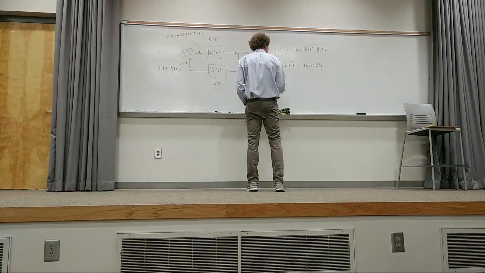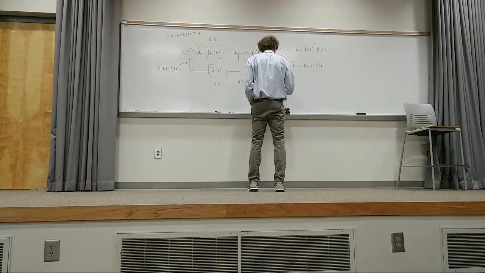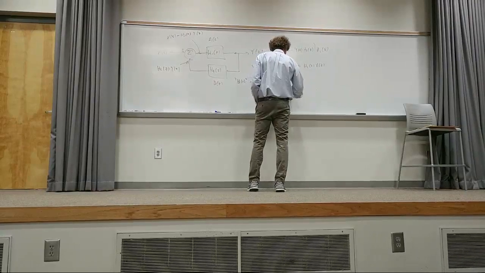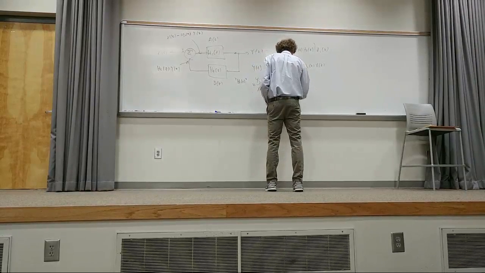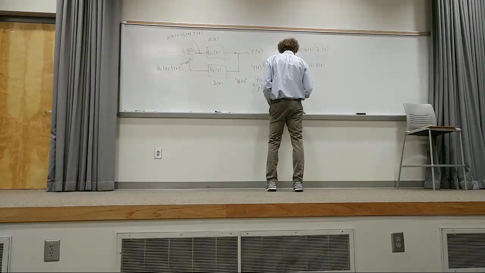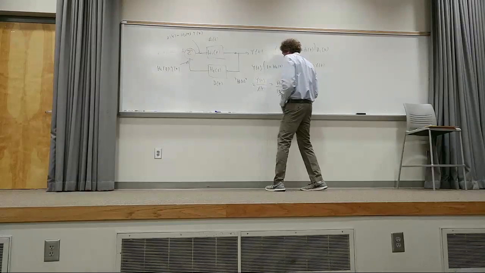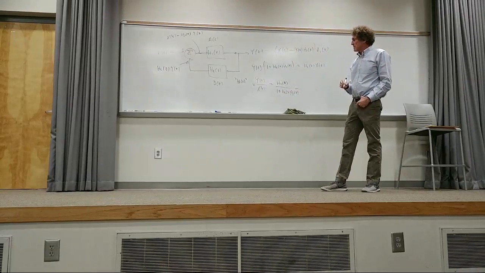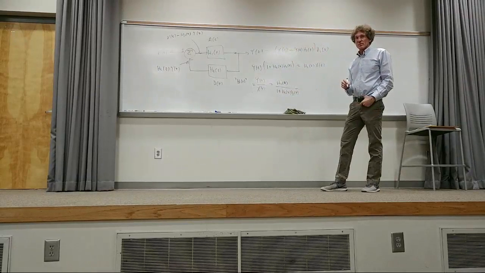And that would be equal to h1 of z, the forward gain, divided by 1 plus the forward gain, h1 of z, times the reverse gain, or times the feedback gain, which is h2 of z. And that's it. That's negative feedback in the z domain. Same as it was with Laplace. Agreed, everyone?